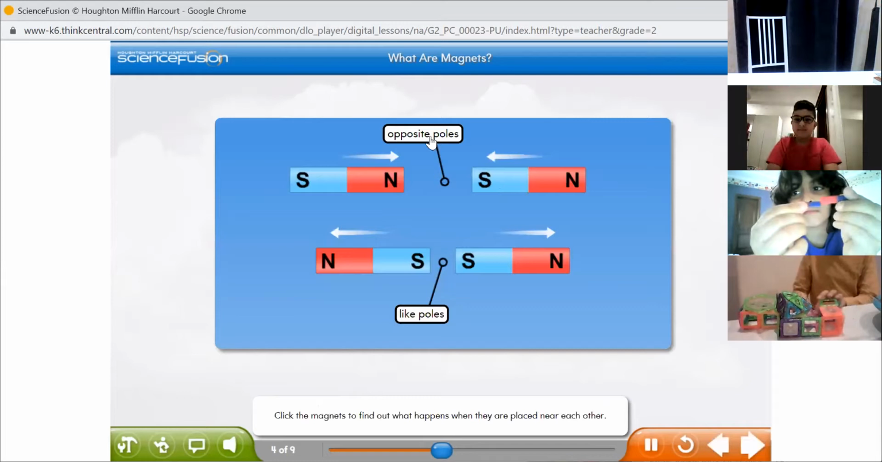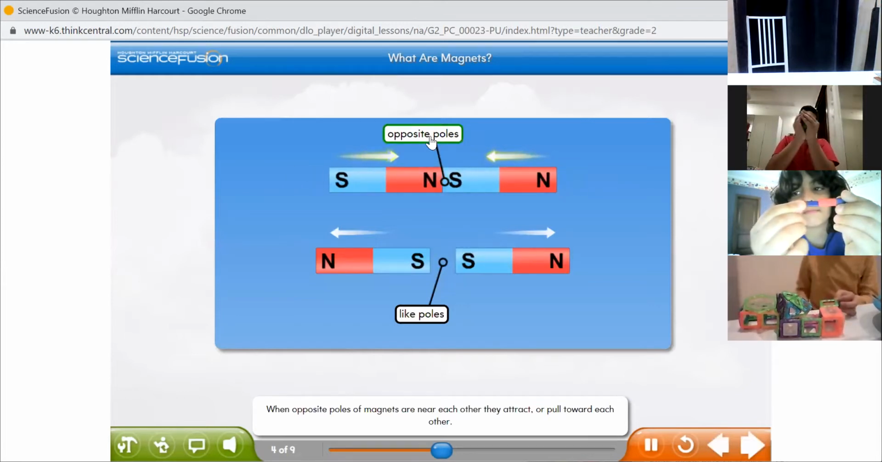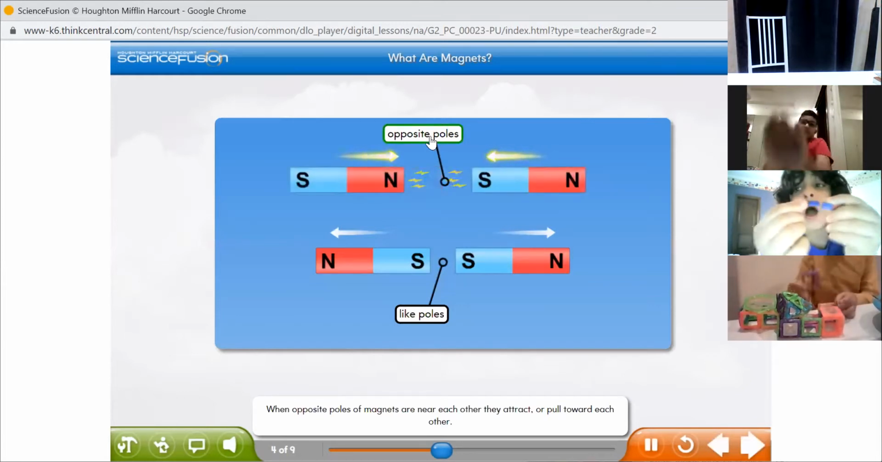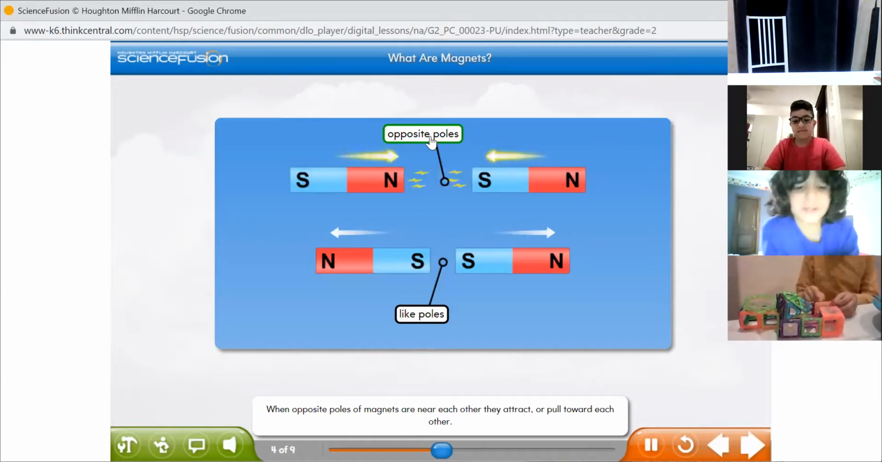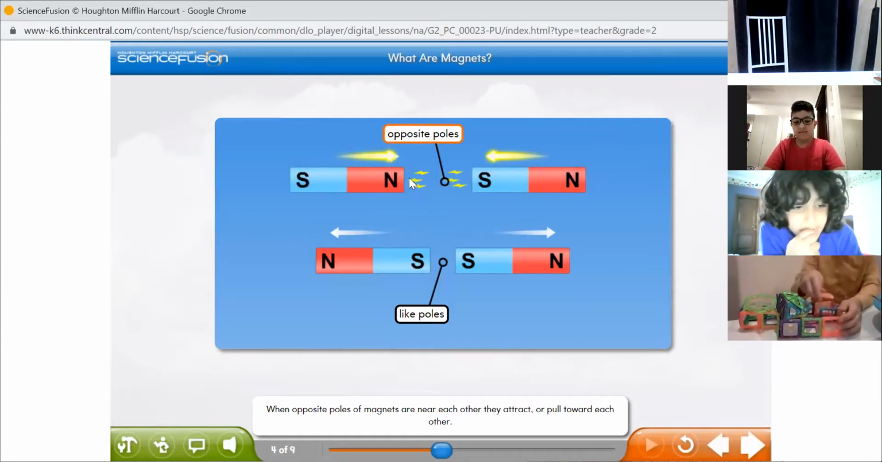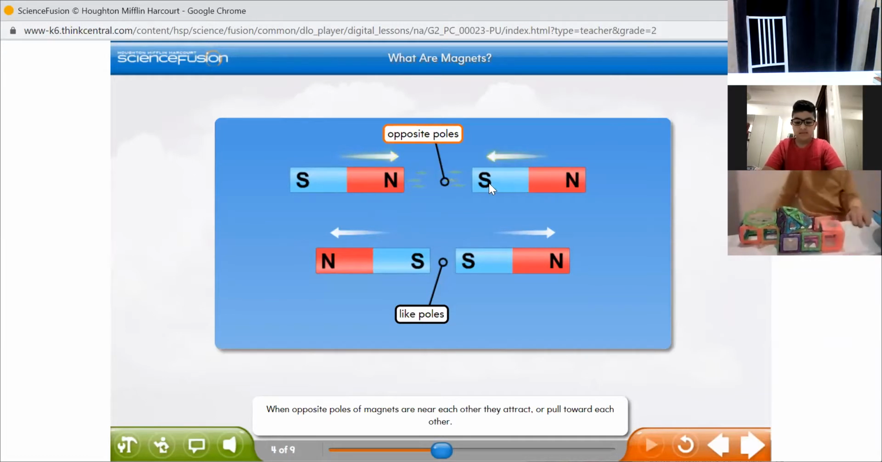Click the magnets to find out what happens when opposite poles of magnets are near each other. They attract, or pull toward each other. See? They will attract one another. Excellent. Very good. Now, what about different or like poles?